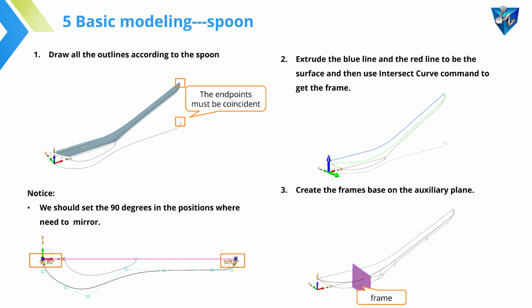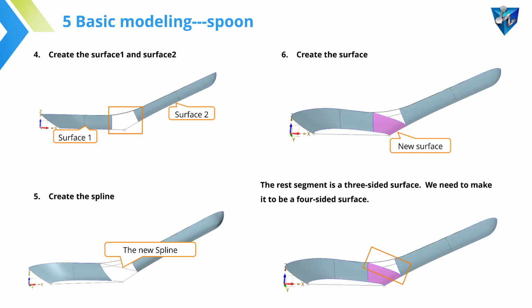We need to pay attention to set the 90 degrees in the position where we need to mirror. After we get all the outlines, we can create surface 1 and surface 2. The rest segment is a 5-sided surface. We need to create a new spline to divide it into 2 segments. Create the surface for one of them.